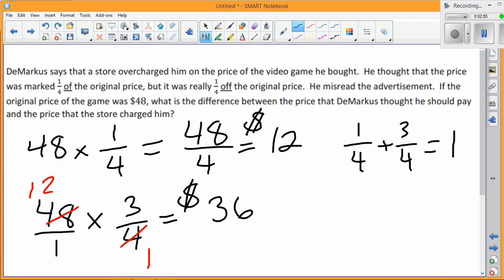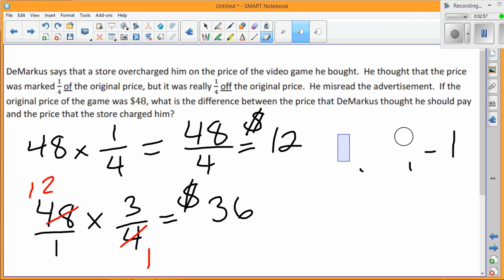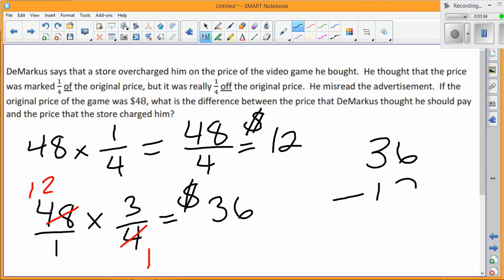So he thought he should pay $12, but really the cost was $36. And then they ask us the difference between the two prices. So we're going to take 36 and take away 12. The difference between the prices is $24.